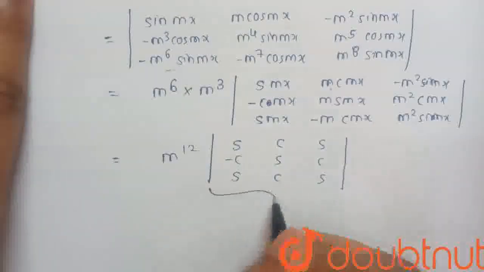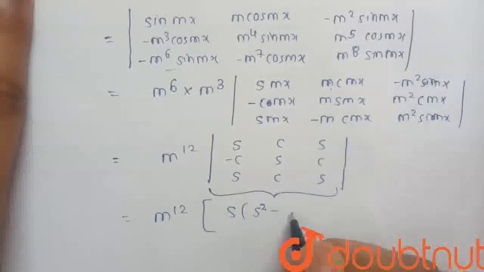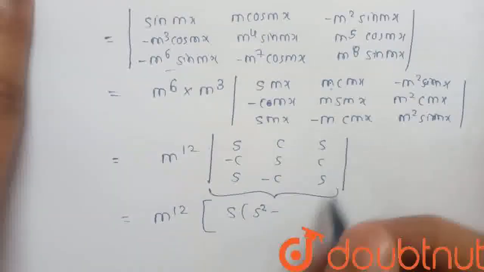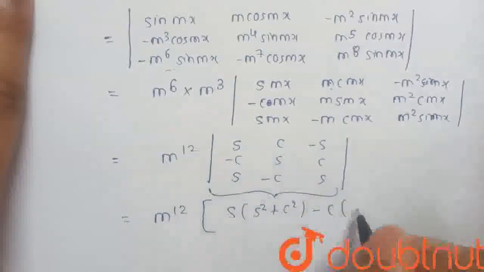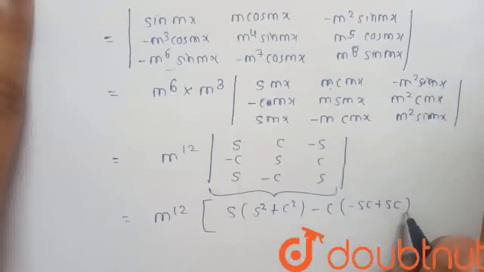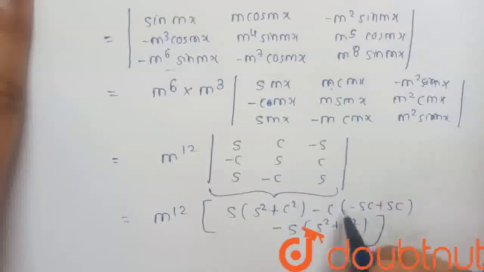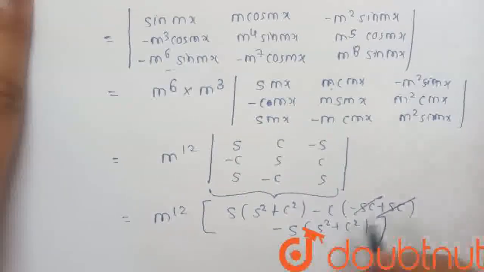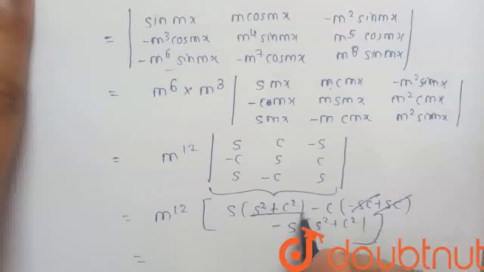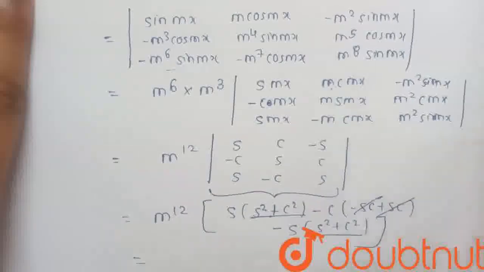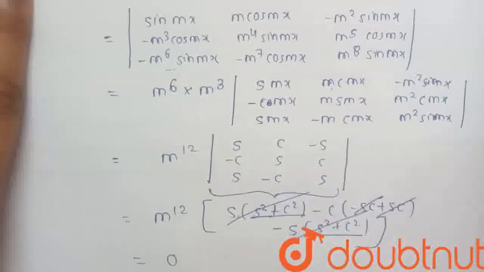Now solving the determinant of this, we will get m to the power 12 times sin square, here is minus cos, so here is minus sin also, plus cos square minus cos of minus sin cos plus sin cos and minus sin square plus cos square, this will be cancelled and here it will become sin square plus cos square is 1, and here sin square plus cos square is 1, so this will be same value and sin is opposite, so this will get cancelled, we will get answer 0, which is our required answer.